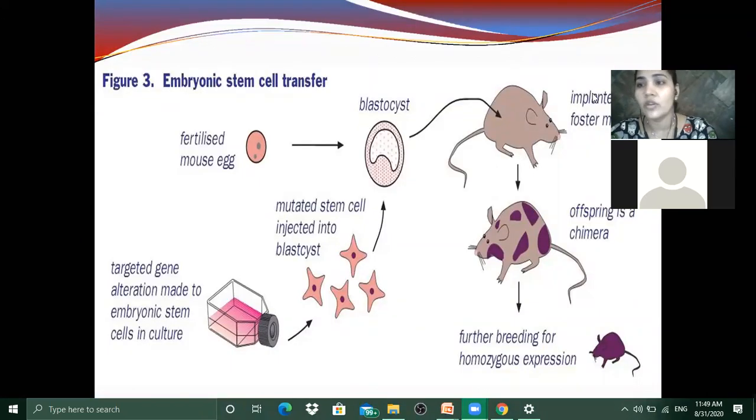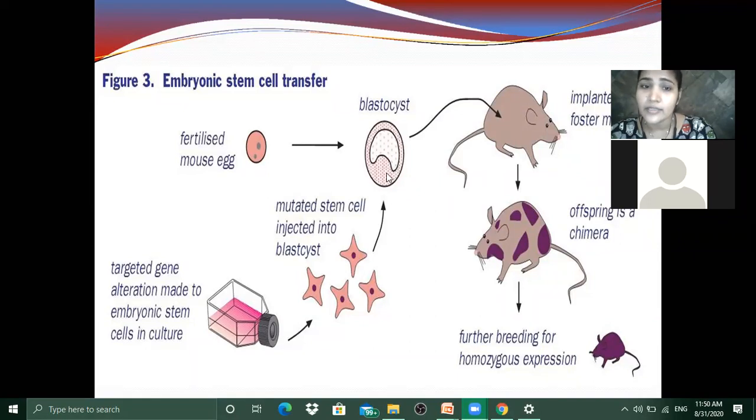Since it involves the embryonic stem cells, it is also talking about the various stages of development of embryonic stem cells. So you have a fertilized mouse egg. Then you have a targeted gene alteration made in the embryonic stem cells in the culture. So we'll be culturing them in the flask, that is what is shown over here. Then you have mutated stem cells injected into the blastocyst. So this fertilized egg will be getting converted into a blastocyst.